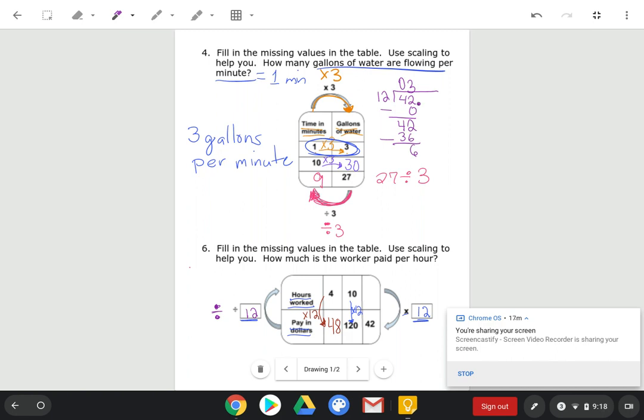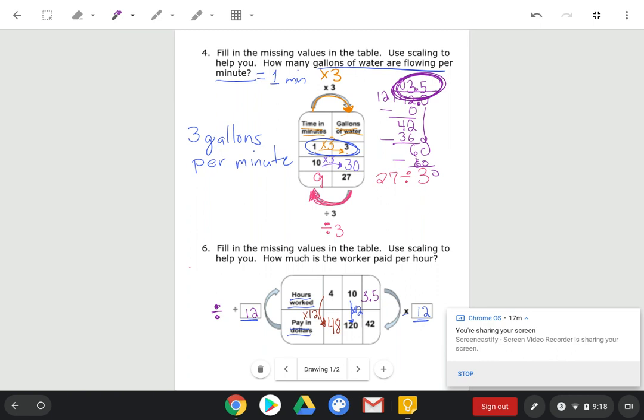Add a decimal. Bring it up. Add a 0. Bring it down. 12 can go into 60 5 times. 5 times 12 is 60. Subtract out. I get 0 and I'm done. This is what I need right here, 3.5. So I just figured out that for 3.5 hours of work, this person's going to earn $42.